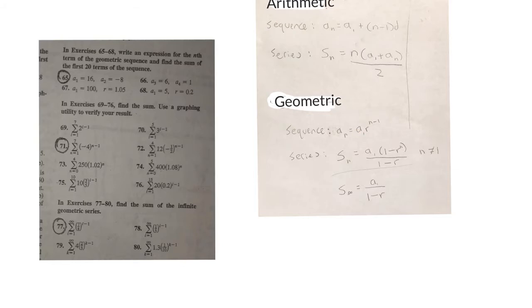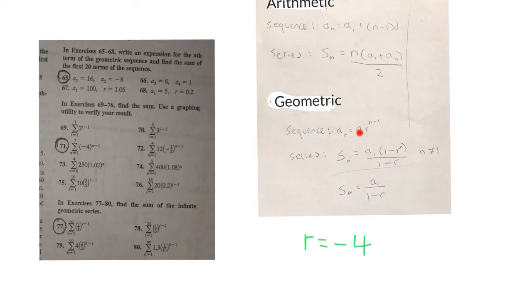A sub 1, well, let's start with r, actually. R is the number that's being raised to n minus 1. Okay, r is the number that's being raised to n minus 1. So negative 4 is clearly r. Okay, negative 4 is r. In fact, I'm going to write that. R equals negative 4. But the question is, of course, what's a sub 1?